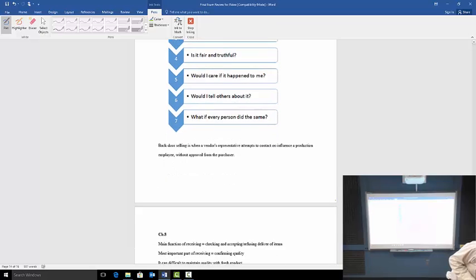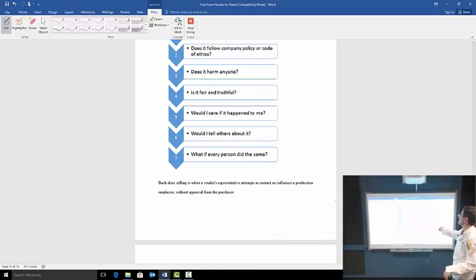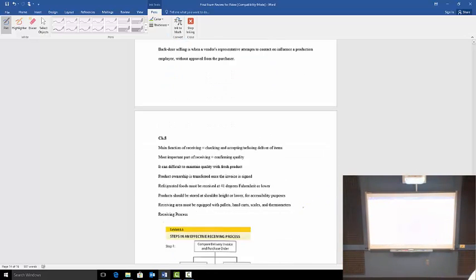The last thing I want to highlight from this chapter is this idea of backdoor selling. Backdoor selling is when a vendor's representative tries to influence a production employee without permission from the purchaser. In general, the vendor representative, also called a distributor sales rep, a DSR, should only be speaking to people with purchasing authority. They should not be influencing other employees. So that is the end of our key terms from Chapter 7, and we will address Chapter 8 momentarily.